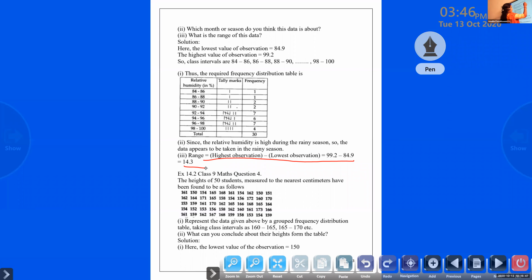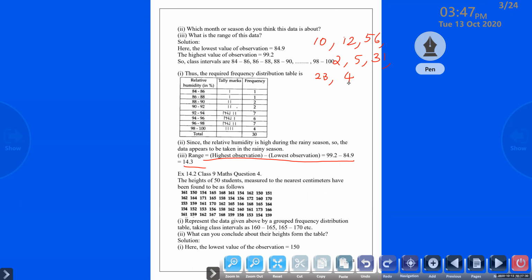Suppose I am writing some numbers here: 10, 12, 56, 2, 5, 31, 23, 4. What is the range of this data? Do you know what the range is? Range means highest observation minus lowest observation. So what is the range of this data? Just now I wrote. Can you see some numbers I wrote on the board?